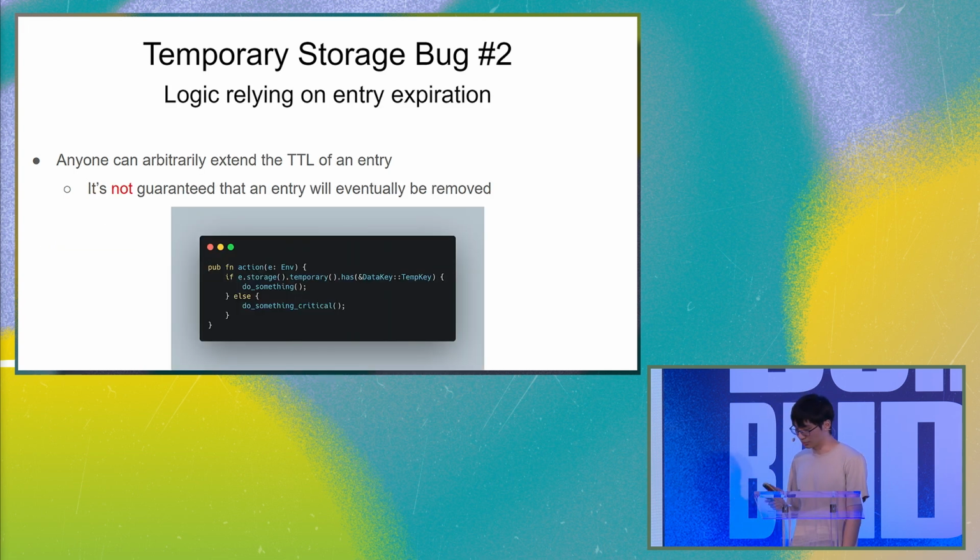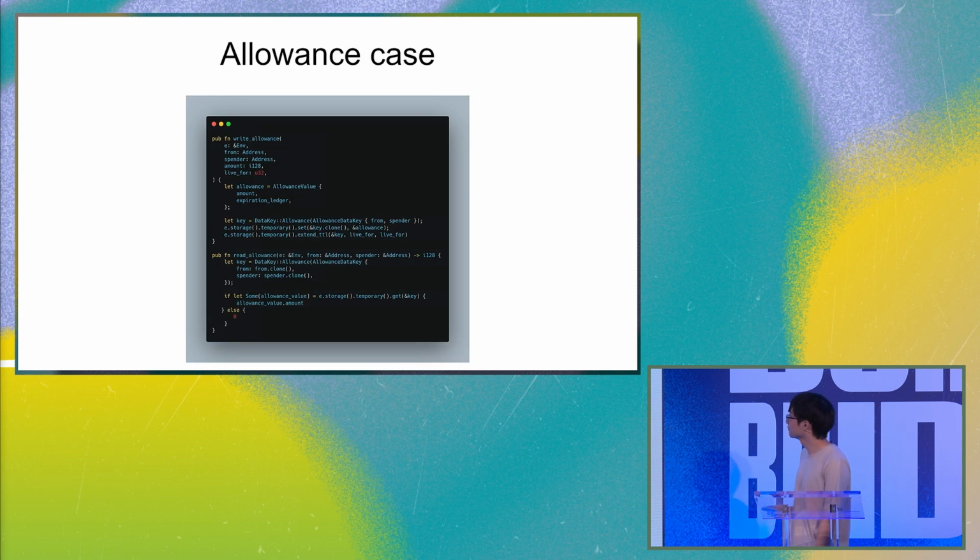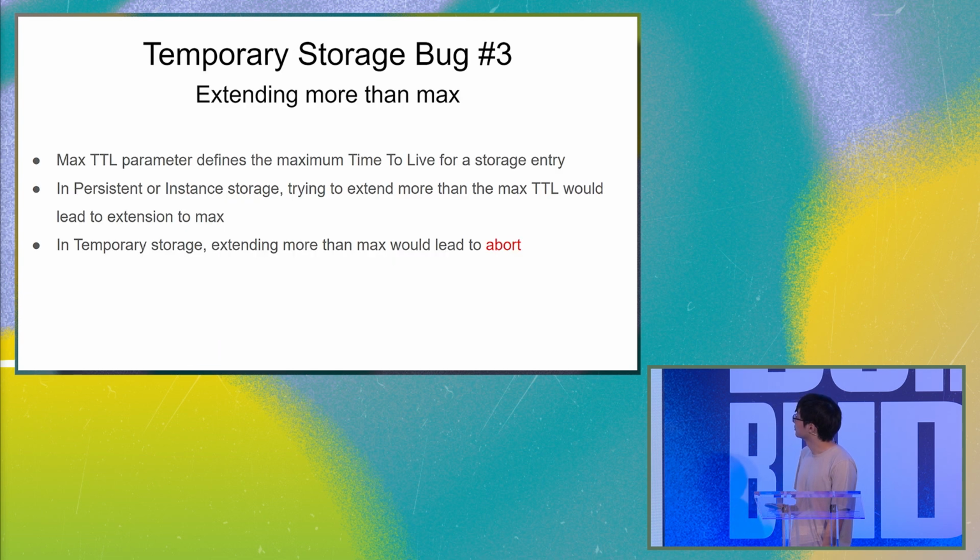An important caveat here is anyone can extend the TTL of an entry. So you also shouldn't rely on the fact that a key expires to do something. So for example, if this is some nonce that represents that some reward has been claimed, someone else could extend it and potentially deny you from claiming it again. Yeah, I think this is a similar example.